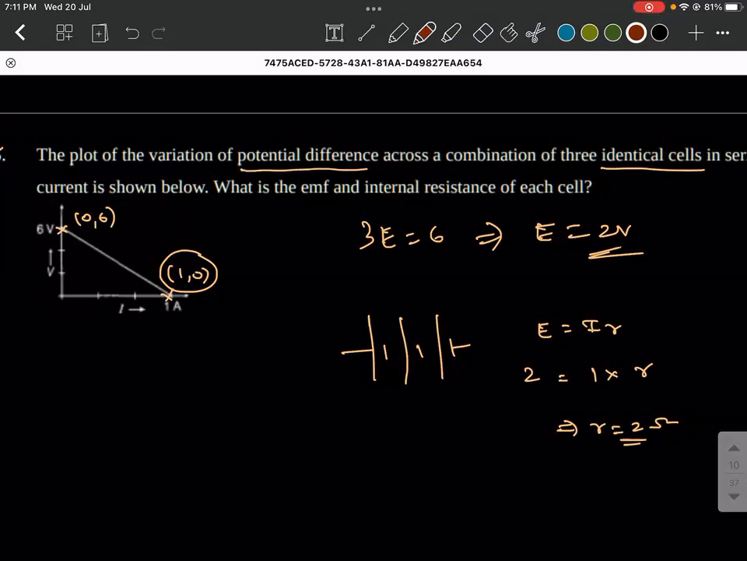Terminal voltage changes when the current changes. EMF will not change. Voltage will change. Terminal potential difference is dependent on the current. So that's why the graph is like this. Okay.